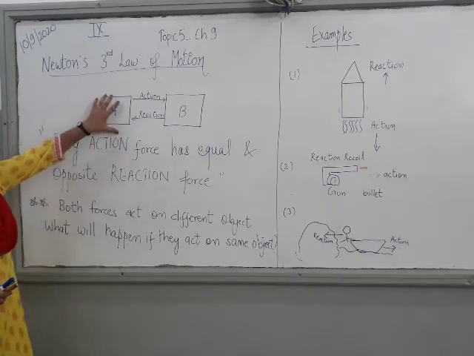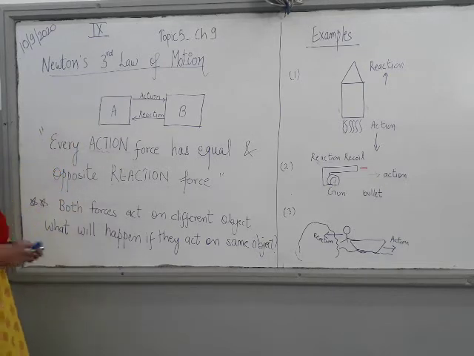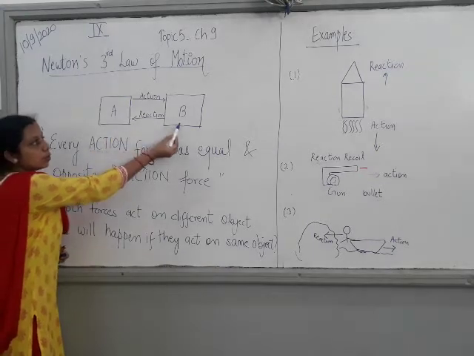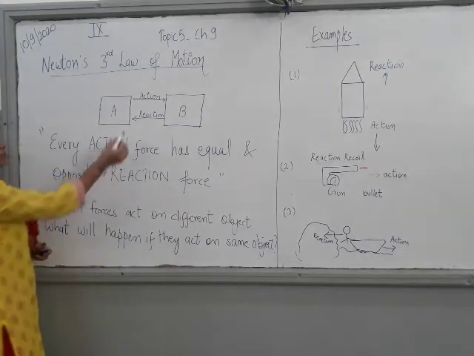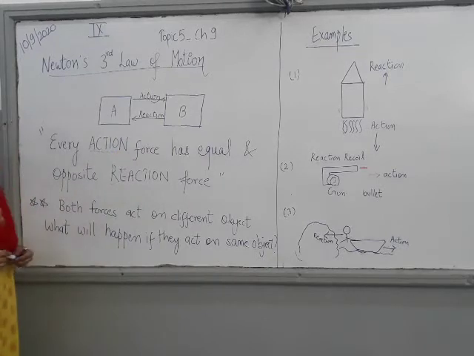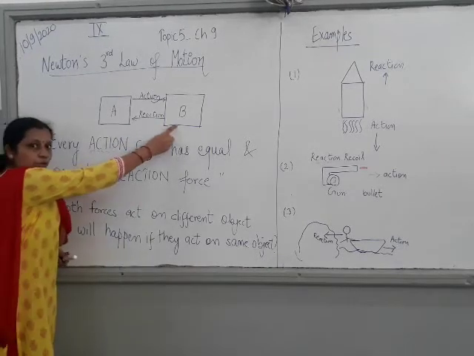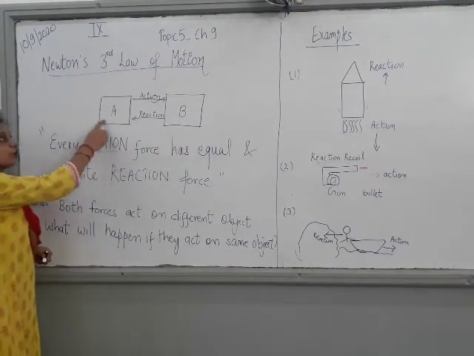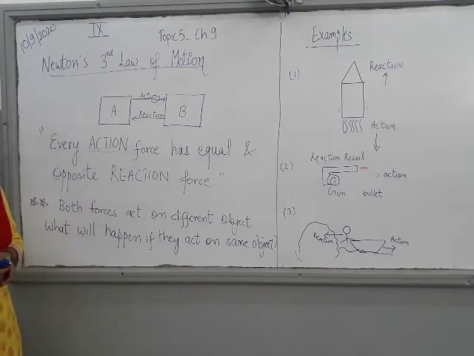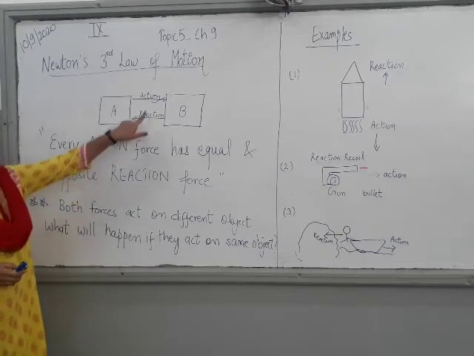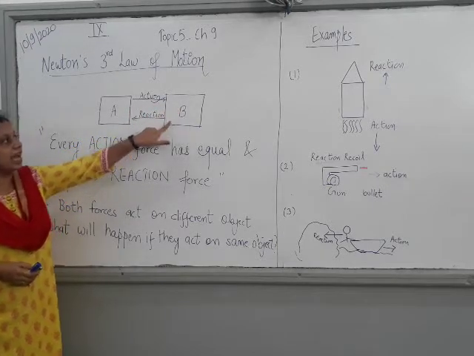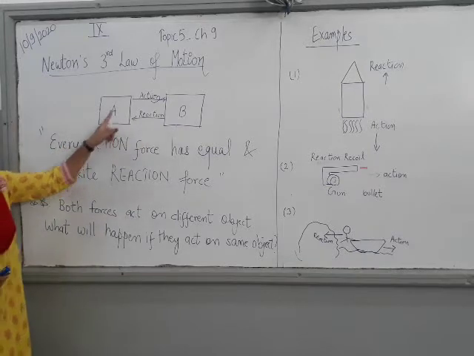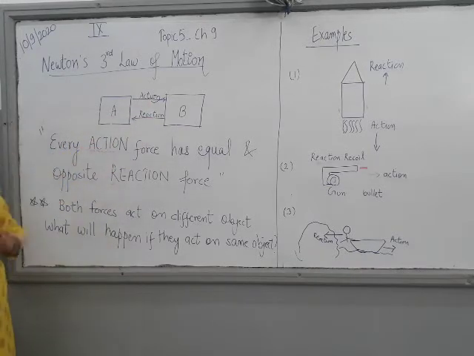Now just look here. Let's say you have an object A over here. Assume this object A is exerting a force on this object B. This force I am calling the action force. So object B will exert the same amount of force on object A, but in the opposite direction. As you can see, this force is in this direction and object B will exert a force on A, towards A. So this is your action force, this is your reaction force.